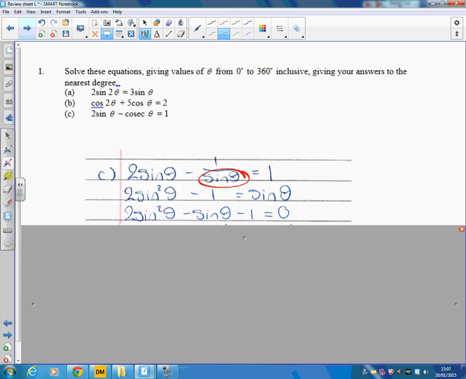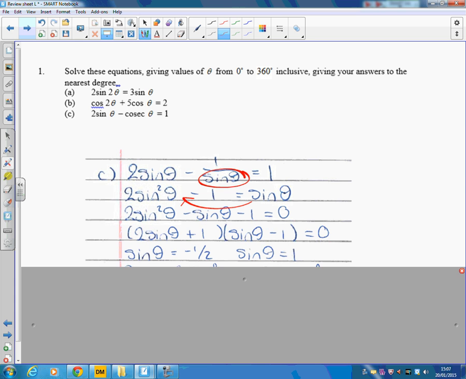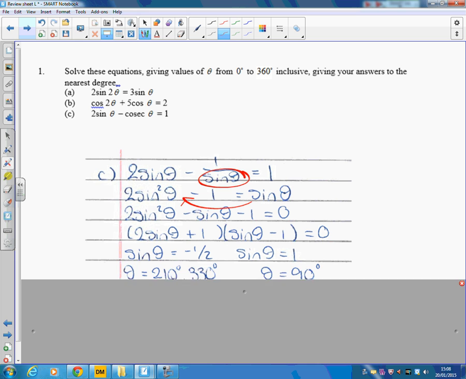Moving it all to the left to make a nice quadratic, so when I bring that over it becomes a minus. And again, putting it into your calculator or factorising. Sine theta equals minus 1 half, so when you put that into your calculator you get minus 30.